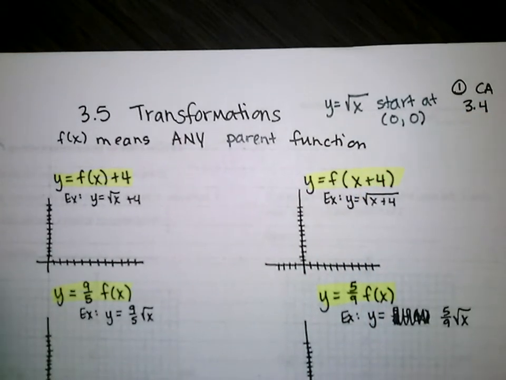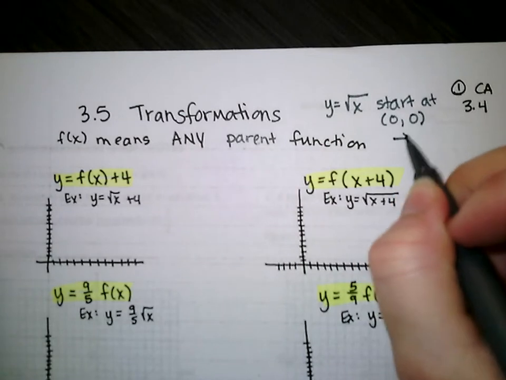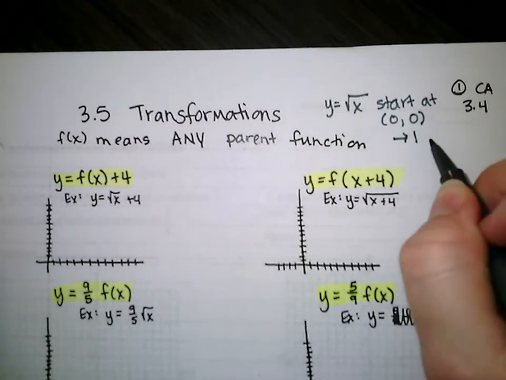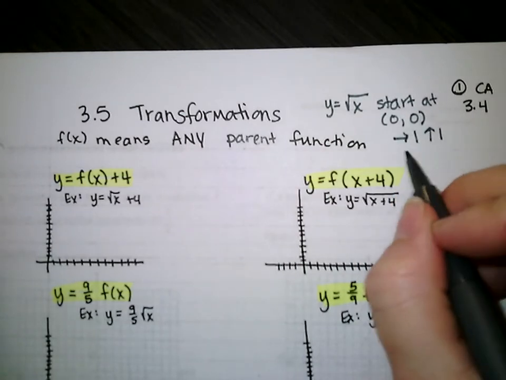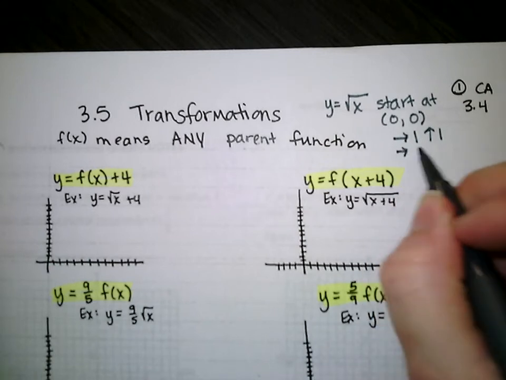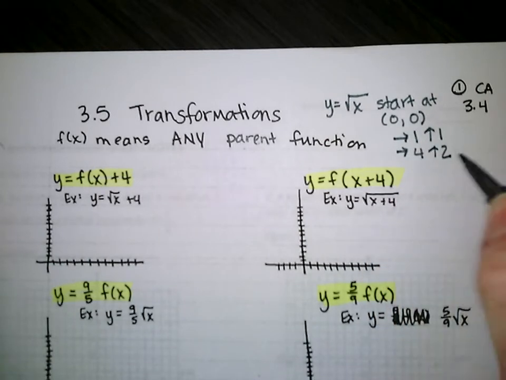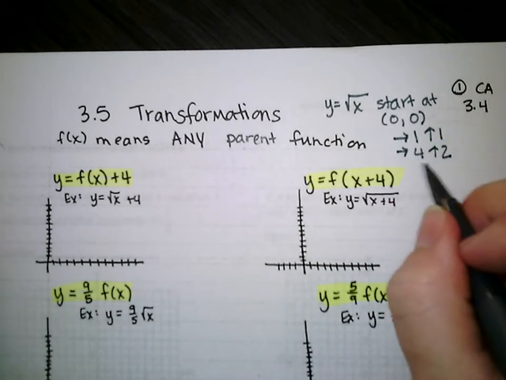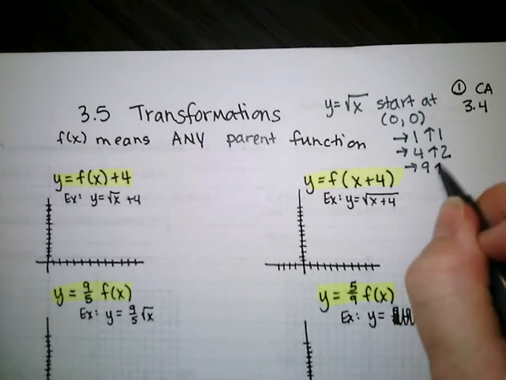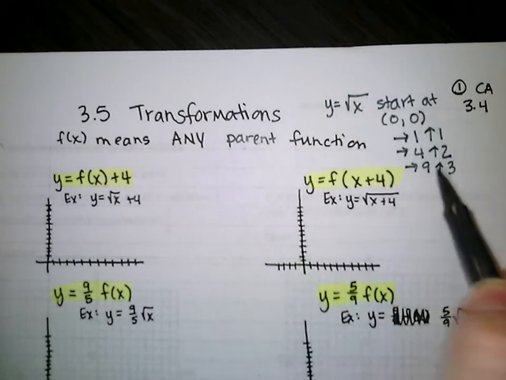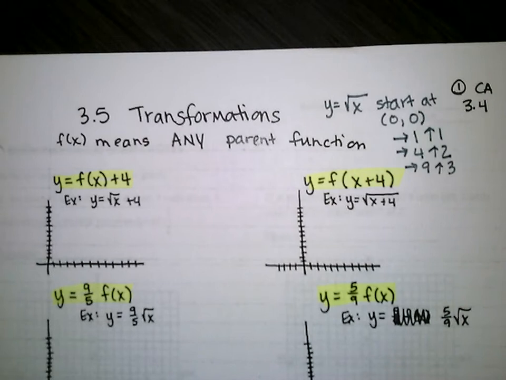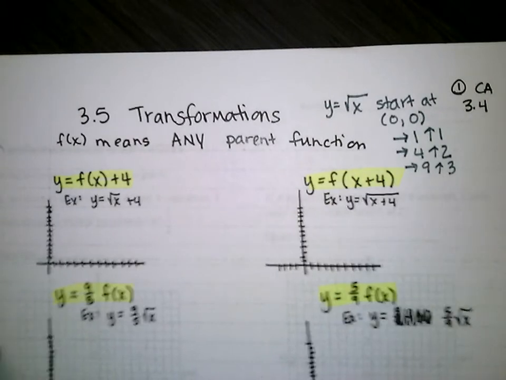I don't know that you really call it a vertex like you do with a parabola, but that's just our starting point. We start at 0, 0, and then from that point, we move to the right 1, up 1, and then go back to that start point, move to the right 4 and up 2, and then back to the start point again, move to the right 9 and up 3. So that's our parent function. All of our other transformations are going to start with that information.